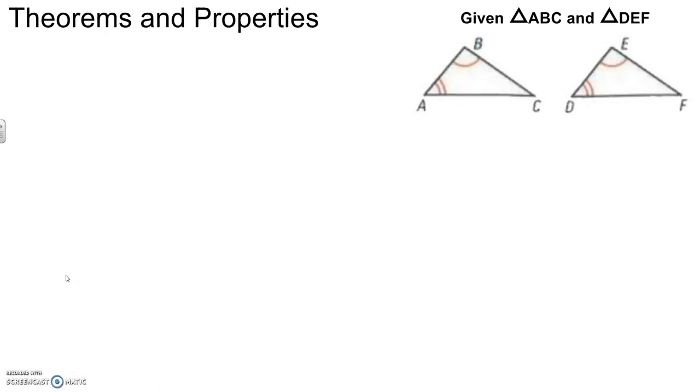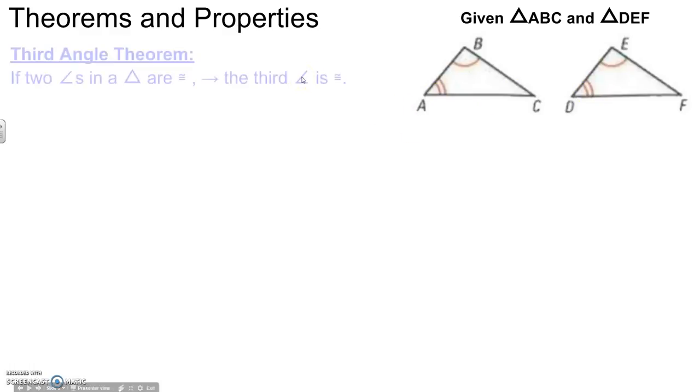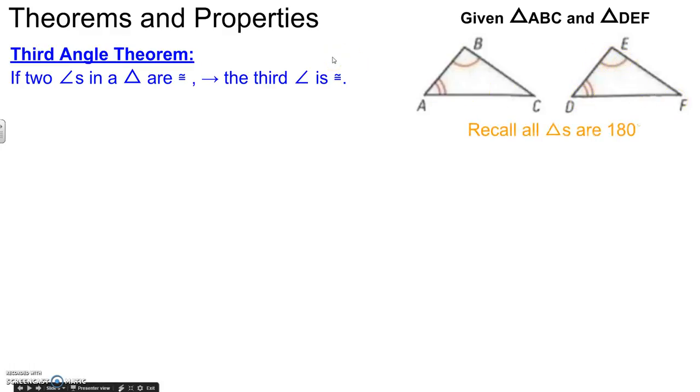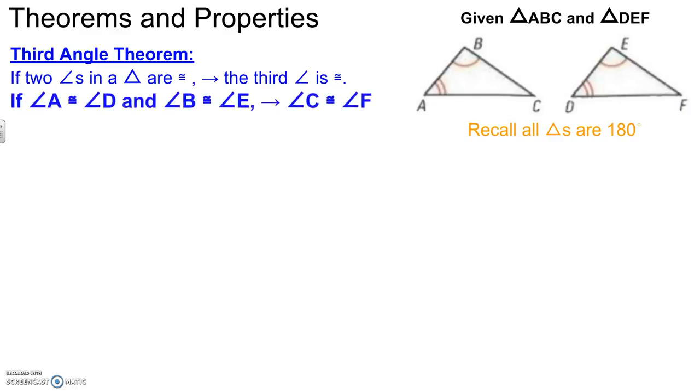Theorems and properties. So given two triangles, triangle ABC and triangle DEF, notice that we can see here that this marking in angle B is the same as this marking in angle E. Angle A has the same marking as angle D. So that tells us that those two are congruent. The third angle theorem tells us if two angles in a triangle are congruent, then the third angle is congruent. So remember, if I take 180 minus A minus B, I'll get the remaining angle. 180 minus D minus E, I'll get the same remaining angle. Recall that our triangles are 180 degrees, and that's something that's consistent for us.